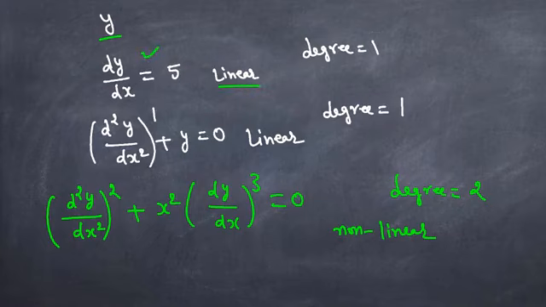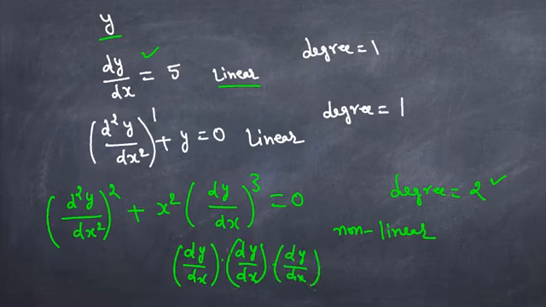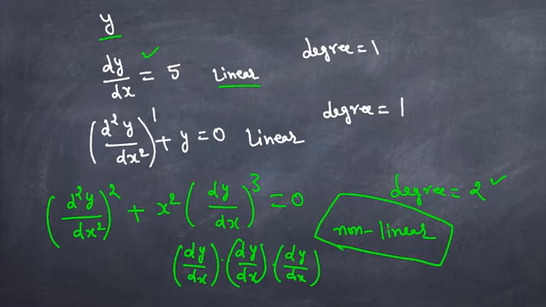Second example, again degree is 1. I don't see either function multiplied by its derivative or its derivative multiplied by its derivative, so this is linear again. In this example, degree is 2. It's not first degree, it's a second degree differential equation. And here dy over dx is multiplying with its derivative dy over dx, and one more time dy over dx. You see that? That's why there's a cube. So that's why this differential equation is a non-linear differential equation.